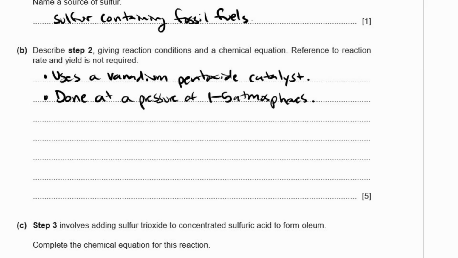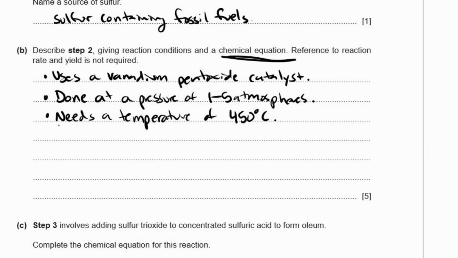So it's done at a pressure of 1 to 5 atmospheres. It needs a temperature of 450 degrees Celsius. The reaction, that's another thing that is important in this, it needs a chemical equation. The chemical equation for this is SO2 plus oxygen produces SO3. Obviously that's not balanced.